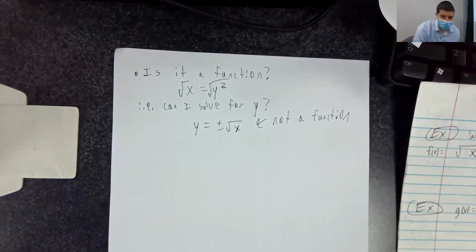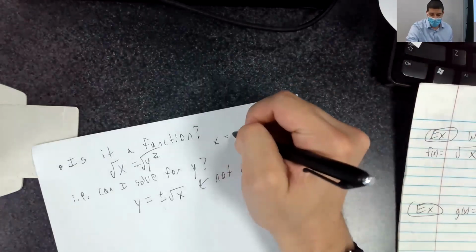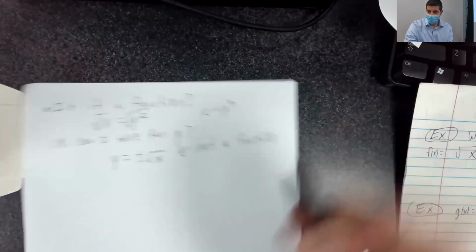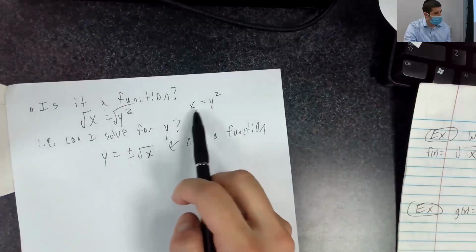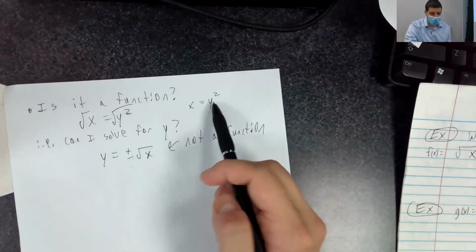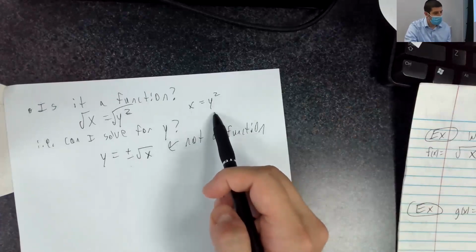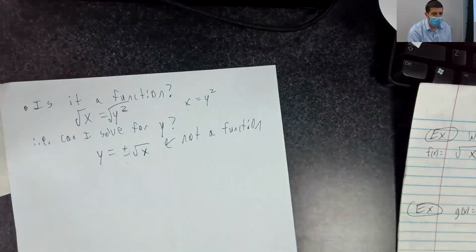Okay. When you have square roots, there are multiple answers. So just think about it. x equals y squared. You know, if x is 4, well, y could be 2. 2 squared is 4. But what else could y be if x is 4? y could also be -2. So you're not allowed to have 2 values for a function, right? So it's not a function.